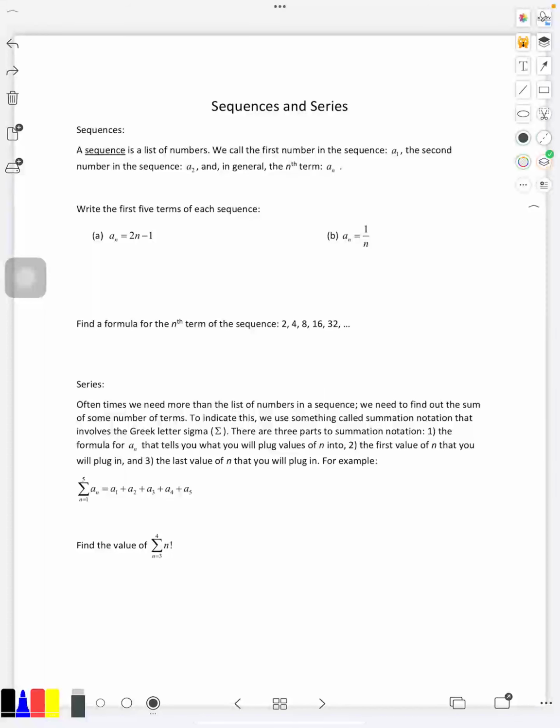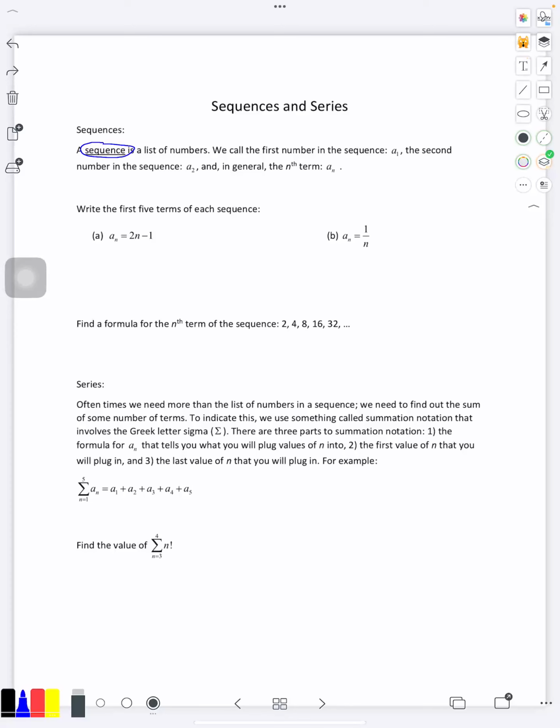In this video, we're going to learn the basics of sequences and series. The first thing, a sequence, that's just a list of numbers. All you do is put some numbers in an order, that is a sequence. There can be a pattern to them, there can be no pattern to them. All it is is just a list of numbers.